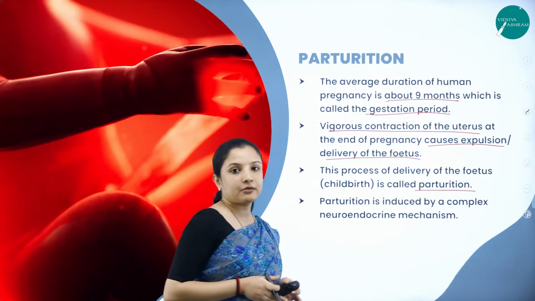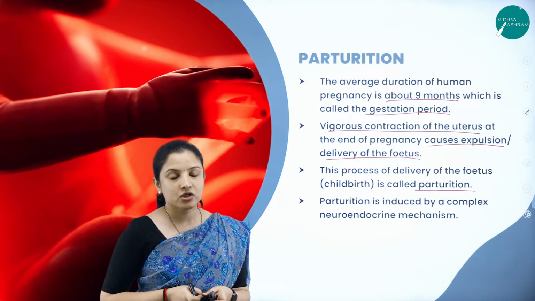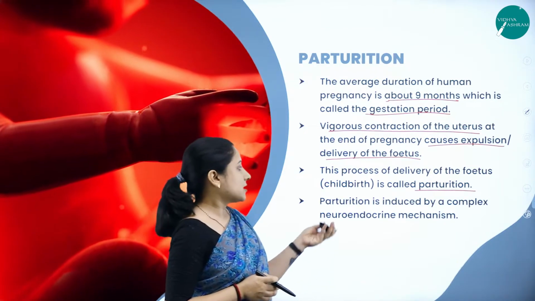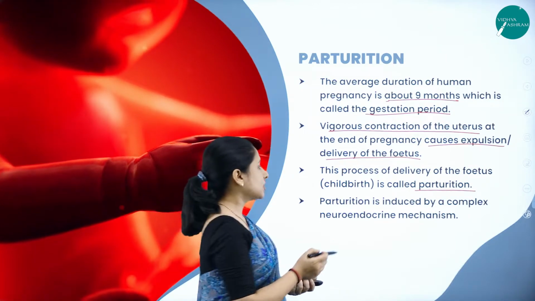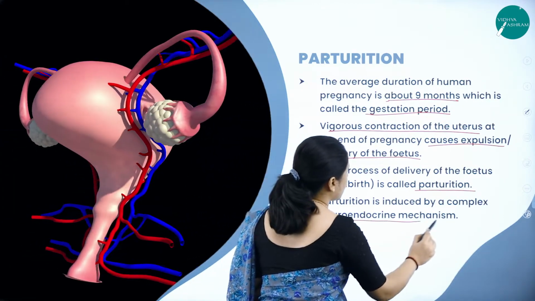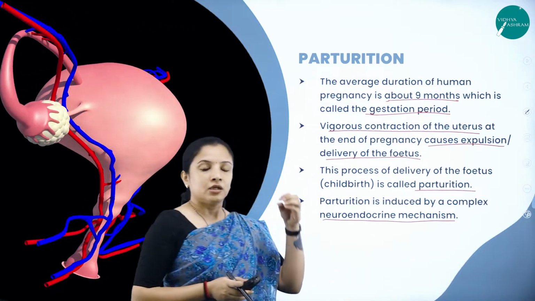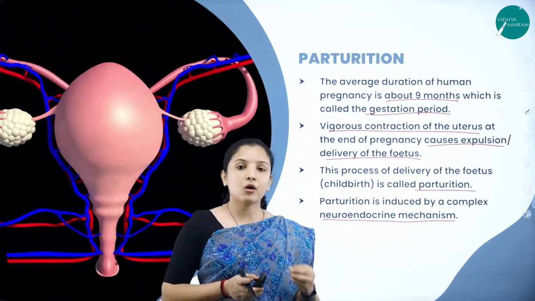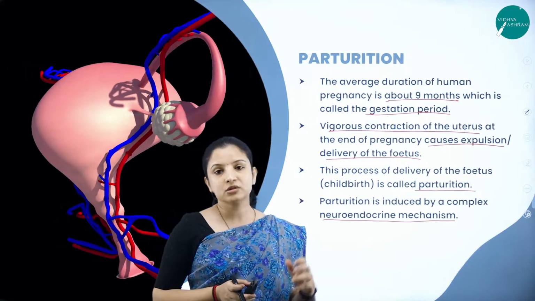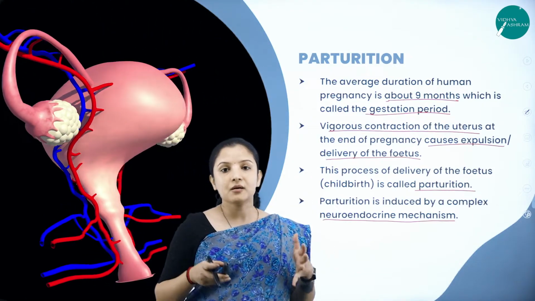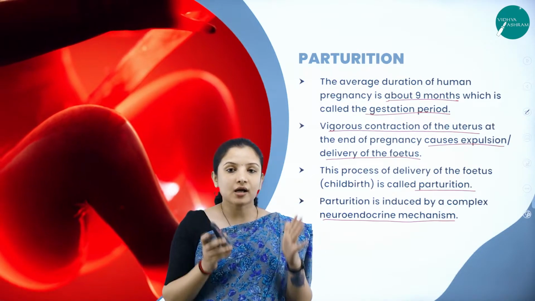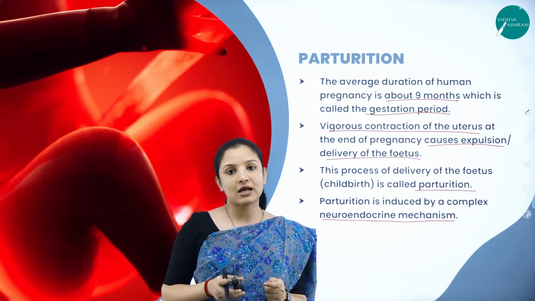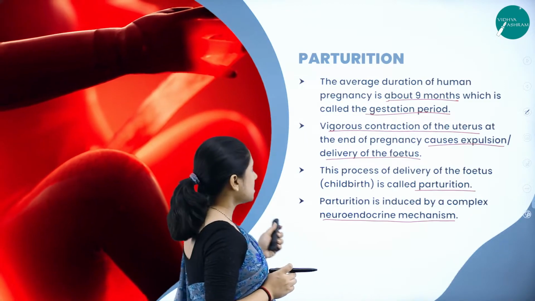So after 9 months, what will occur? Parturition or childbirth will occur. And parturition is actually caused by a neuroendocrine mechanism. That is, the nervous system along with the endocrine hormones all participate in the childbirth process, which occurs because of vigorous contraction of the uterus.